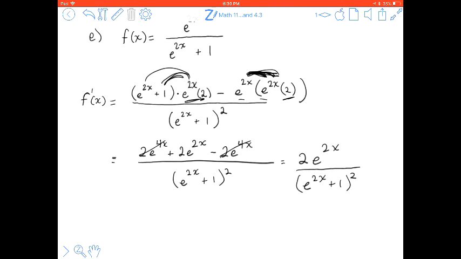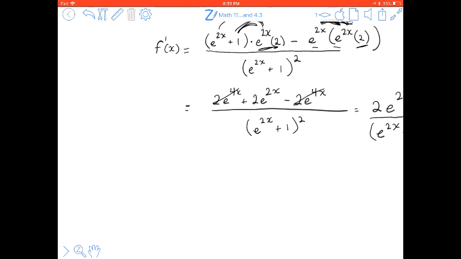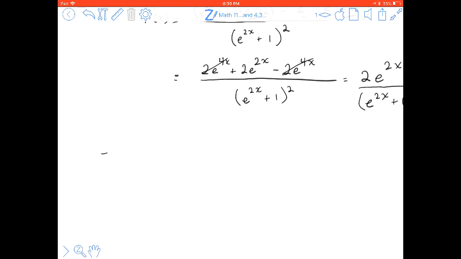Now, some of the other types of questions you're going to encounter on the homework would be to use this rule of differentiation, but rather than just finding the derivative, you're going to apply it by finding either the slope of a tangent line at a point or even an equation of a tangent line when given a point.